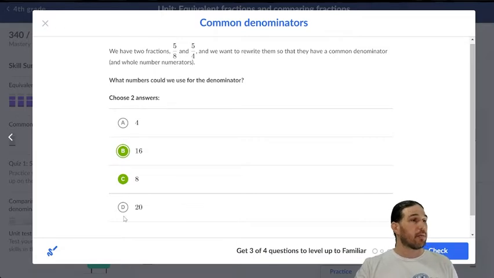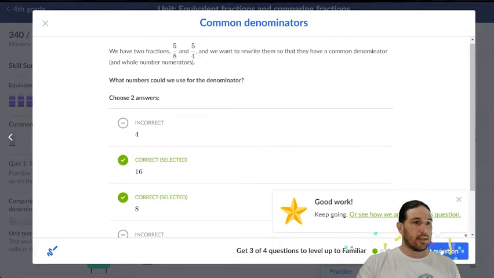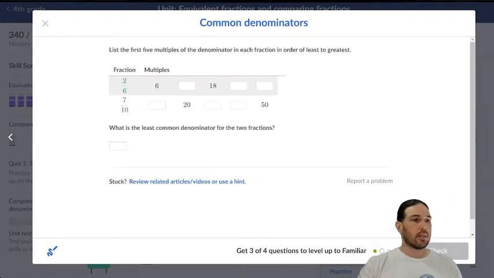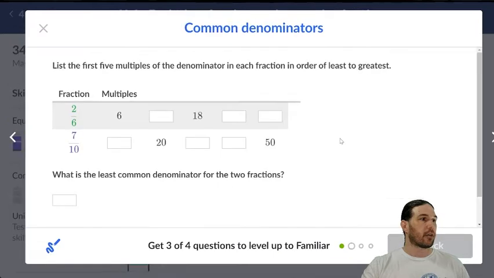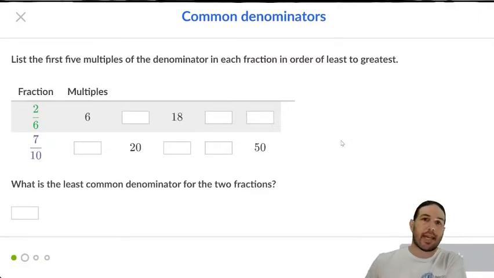And 20 is a multiple of 4, but not a multiple of 8. Well done, moving on. List the first 5 multiples of the denominator in each fraction in order of least to greatest. So this is exactly what we just did, right? It's just asking us to list out multiples until we find ones that are common.